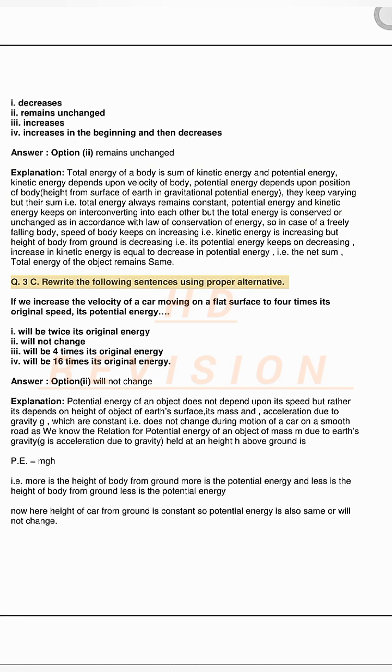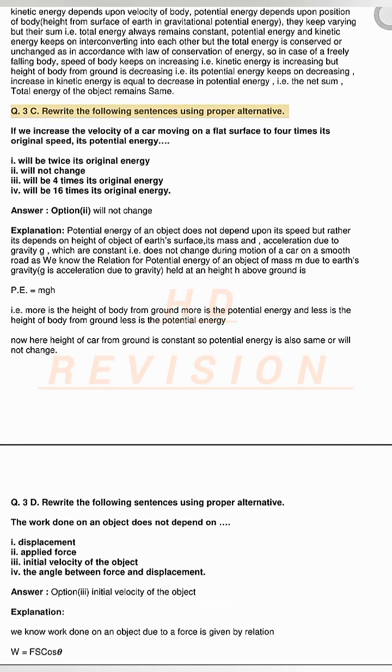Q3c. Rewrite the following sentences using the proper alternative. If we increase the velocity of a car moving on a flat surface to 4 times its original speed, its potential energy (i) will be twice its original energy, (ii) will not change, (iii) will be 4 times its original energy, (iv) will be 16 times its original energy. Answer. Option (ii). Will not change.